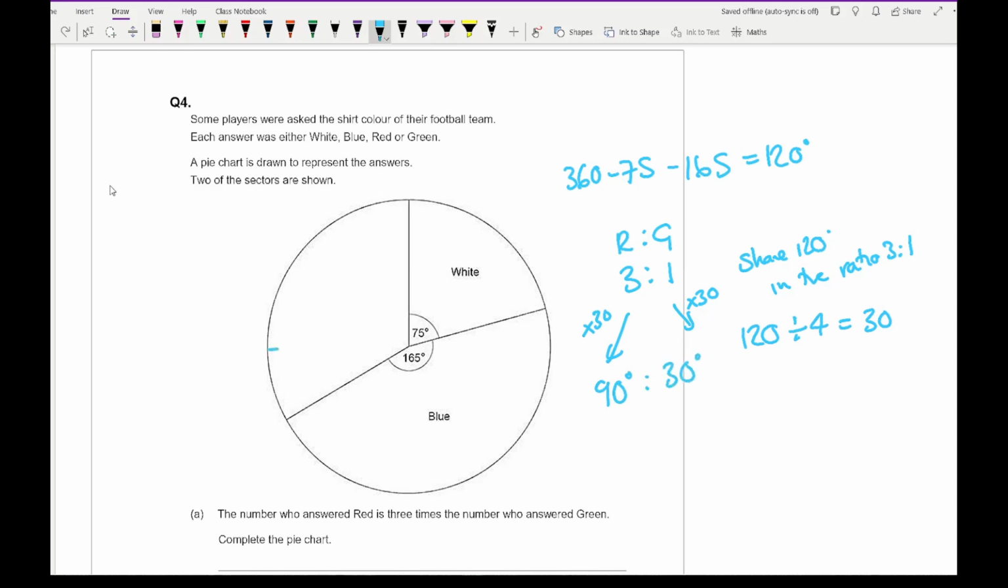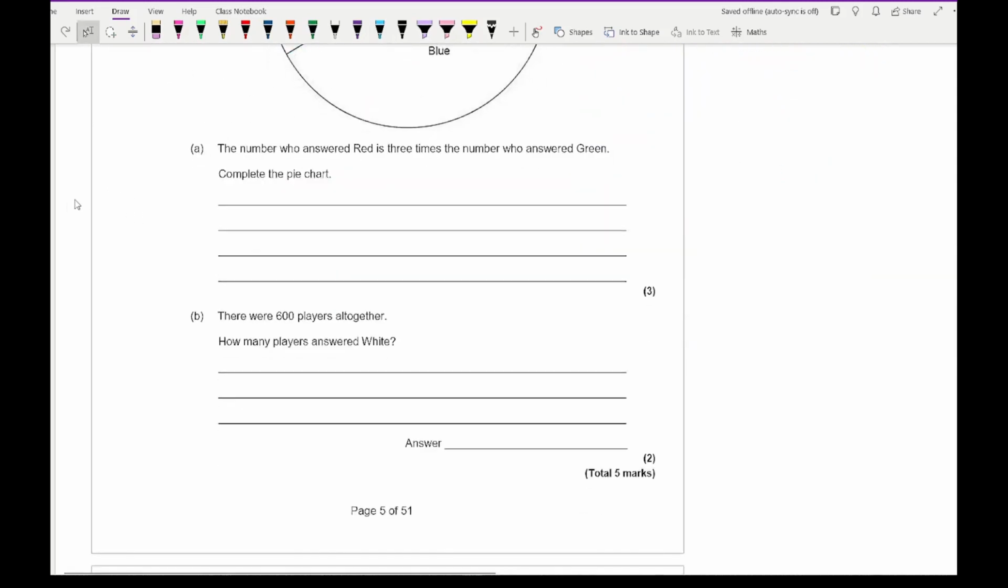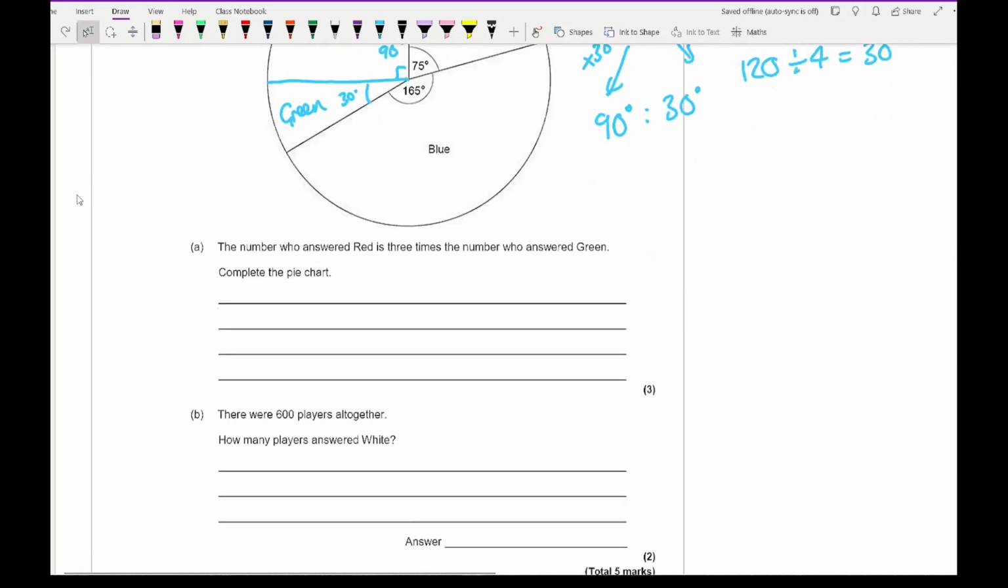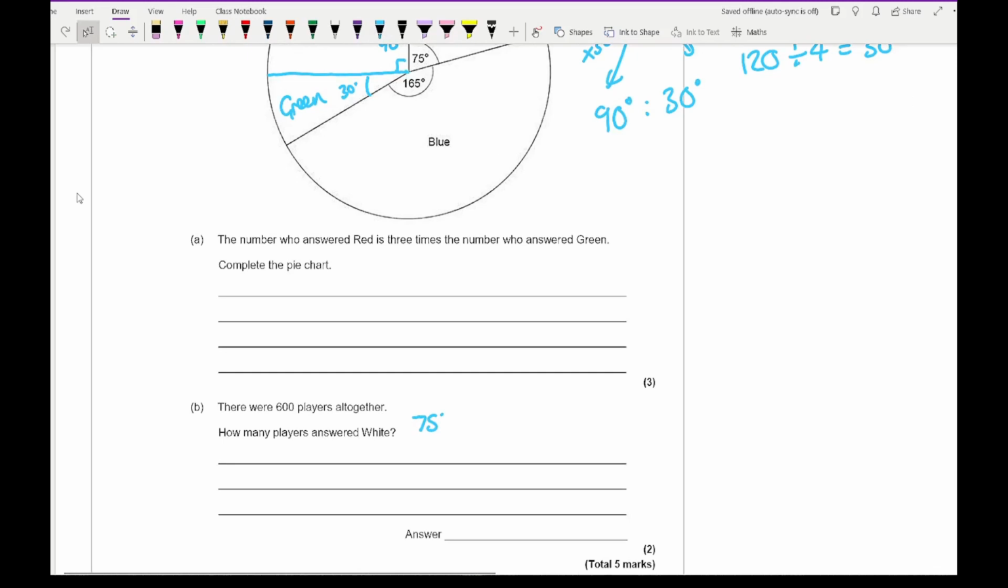So 90 degrees is probably the easiest one for me to draw. So if that's 90, this is going to be red and this is going to be green, and this angle here should be 30 degrees and this angle here should be 90. Moving on to B, it says there are 600 players altogether. How many answered white? So again, very similar to the previous question. So it's going to be 75 degrees over 360, which is the proportion, and then we're going to multiply that by the total, which is 600. So 75 divided by 360, which is 5 over 24, multiplied by 600, gives me an answer of 125.